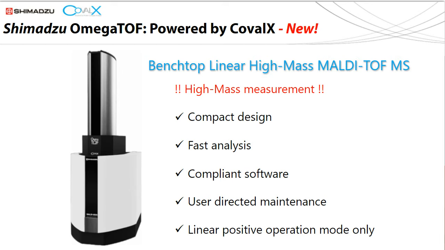So here we see the Shimadzu OmegaTOF. This is powered with the Covalx detection system. This is the first benchtop linear high mass MALDI instrument to feature the Covalx high mass detection. So it's built on the platform and fundamentals of Shimadzu's benchtop platform that had a compact design, fast analysis, the latest software, some special maintenance capabilities, which I'll get into as well. So a very advanced instrument, all in a benchtop platform.